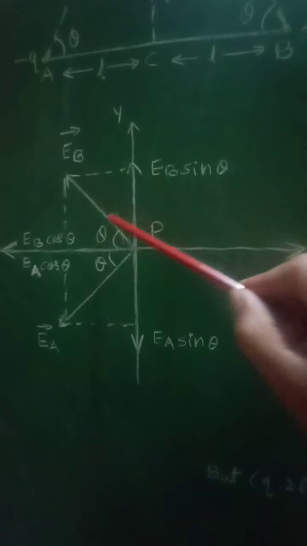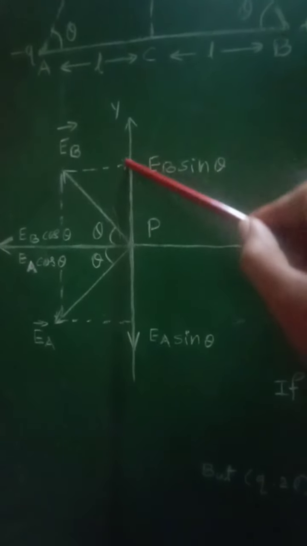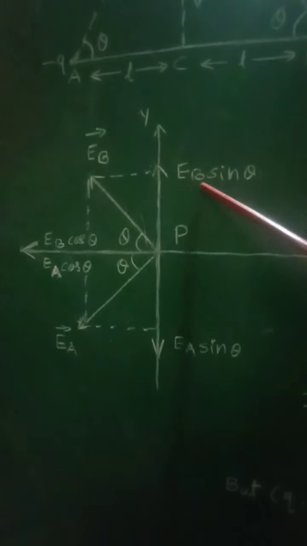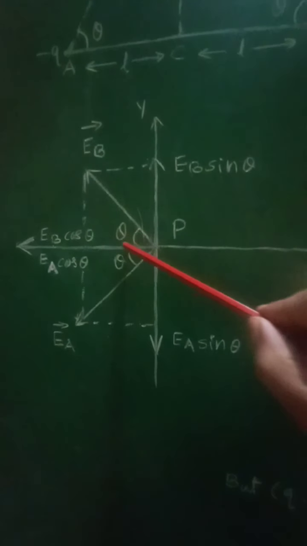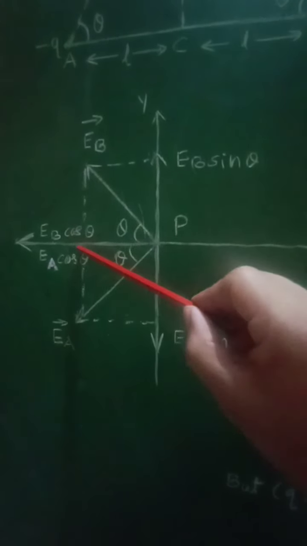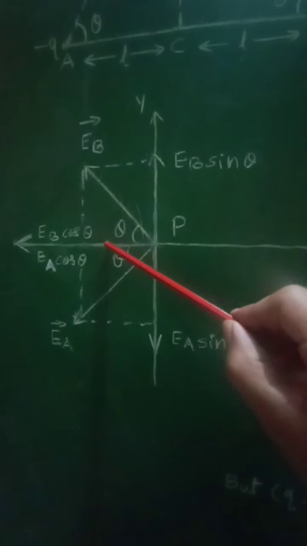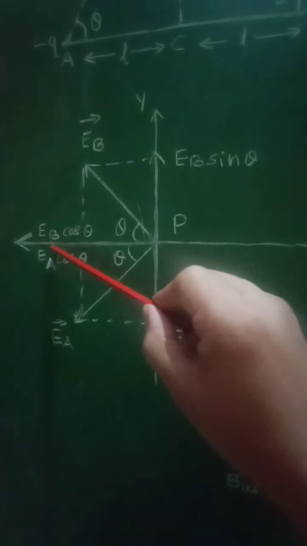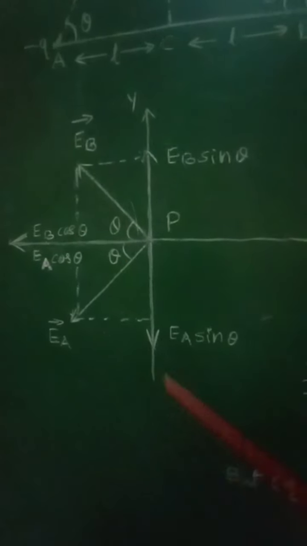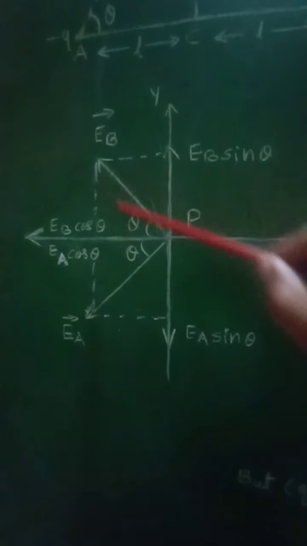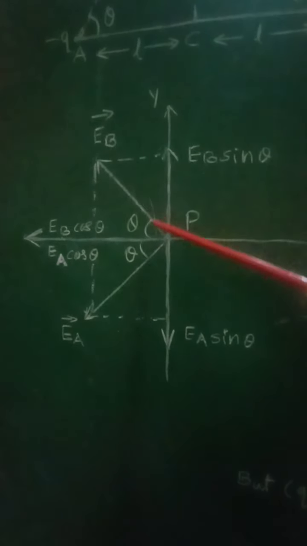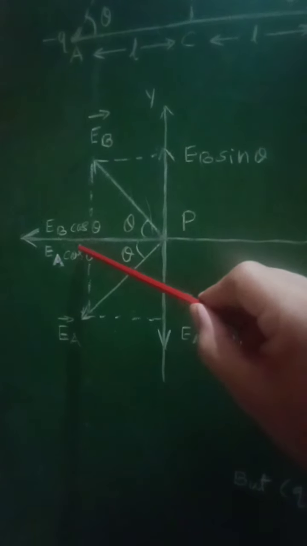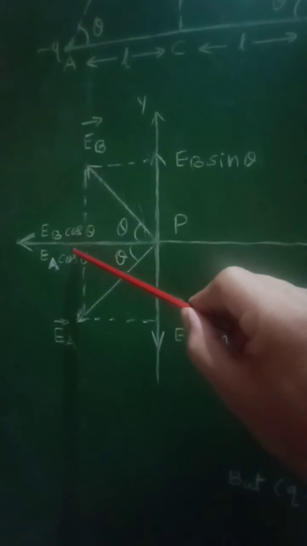It is similar to this opposite side. Therefore the vertically upward directed component of EB will be EB sine theta. Now this horizontal component will be the adjacent side. So the adjacent side will be equal to hypotenuse into cos theta, and therefore this component will be EB cos theta. So in this way vector EB is resolved into two perpendicular components. The vertically upward component is EB sine theta, and the horizontal component is EB cos theta.